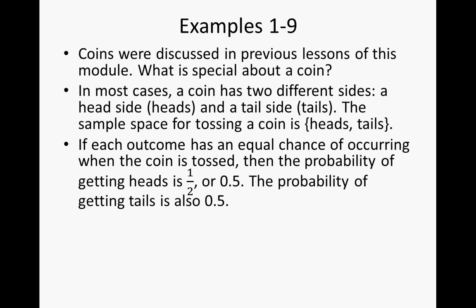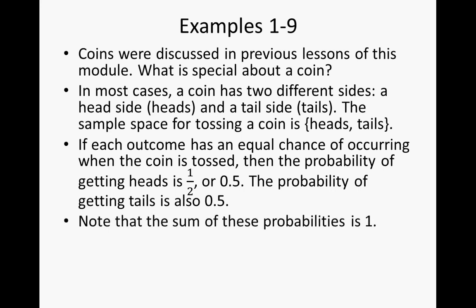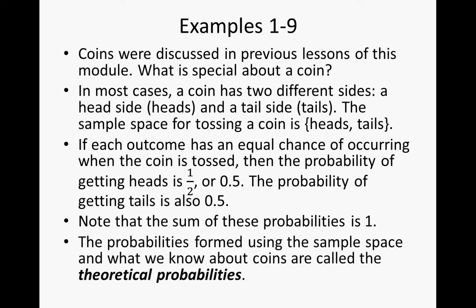If each outcome has an equal chance of occurring when the coin is tossed, then the probability of getting heads is 1 out of 2, or 5/10, or 50%. The probability of getting tails is also 1 out of 2, or 5/10, or 50%. Note that the sum of these probabilities is 1. The probabilities formed using the sample space and what we know about coins are called the theoretical probabilities.